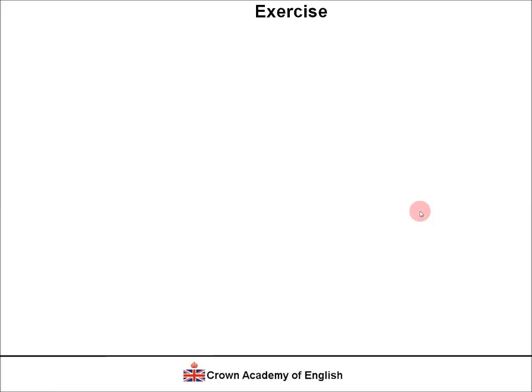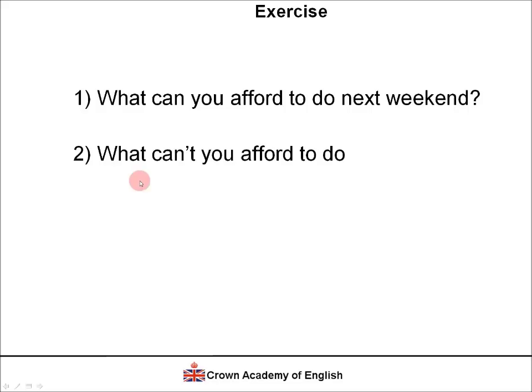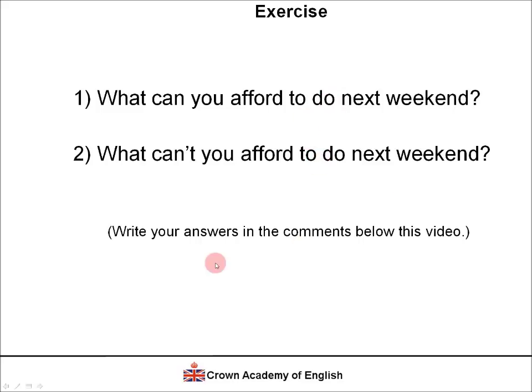Exercise. 2 questions for you. Question 1. What can you afford to do next weekend? So this is the affirmative. And question 2, what can't you afford to do next weekend? So this is the negative. Okay, so those are 2 questions I would like you to answer. So write your answers in the comments below this video.